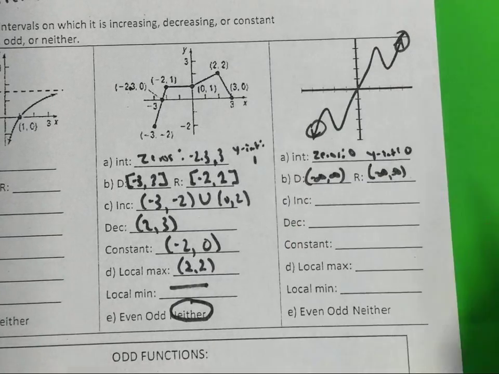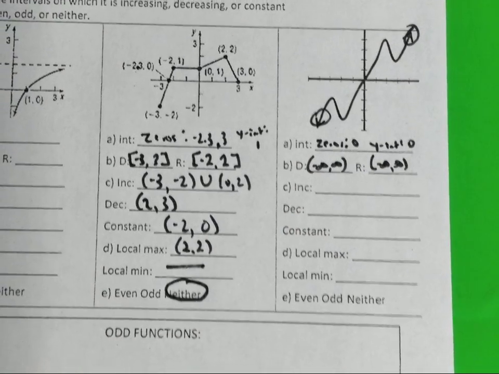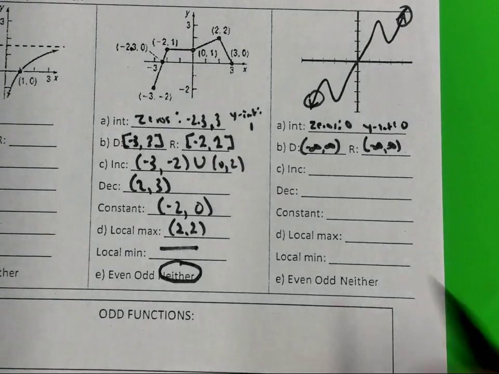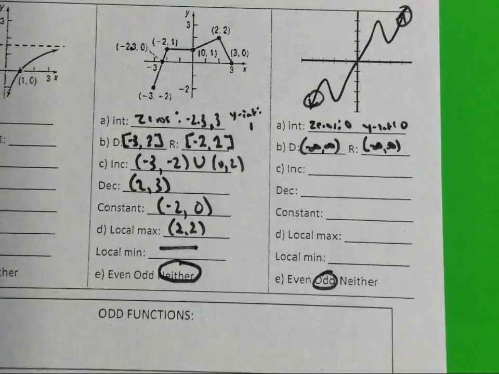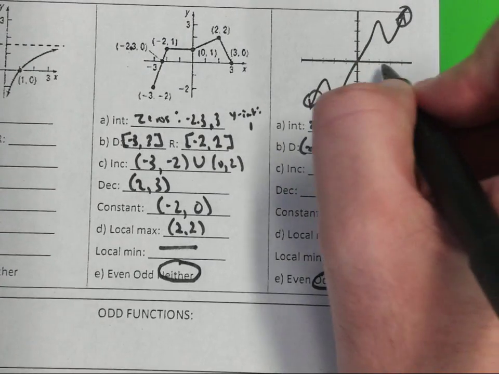All real numbers as well. Okay, is it even, odd, or neither? I want to ask you that. Odd, very good. Now I'm going to ask you to prove that to me algebraically? Because if you were to take 2 points, they're going to be exactly the opposite.